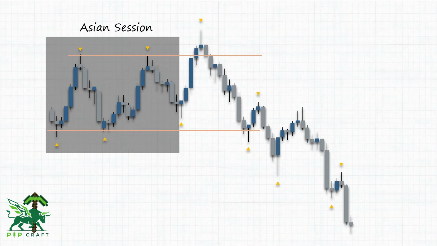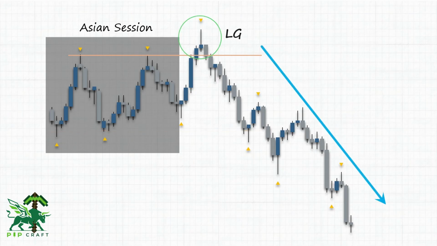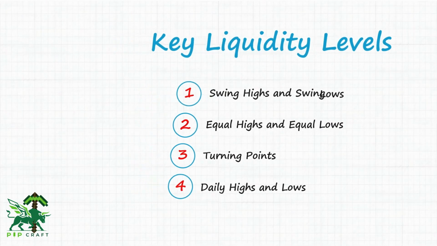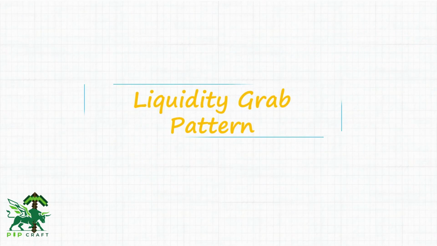To use this, you can wait for the liquidity grab to happen and then look for a reversal setup in the opposite direction, which often lines up with the real move of the session. Now that we have talked about the key liquidity levels, it's time to understand what happens around these levels and how the liquidity grab pattern works.